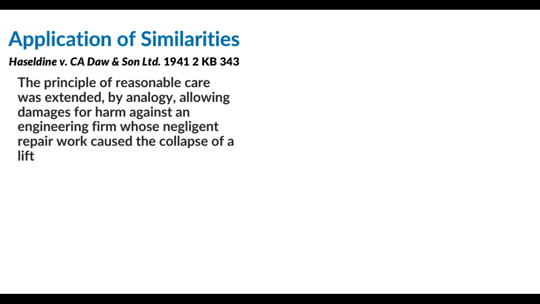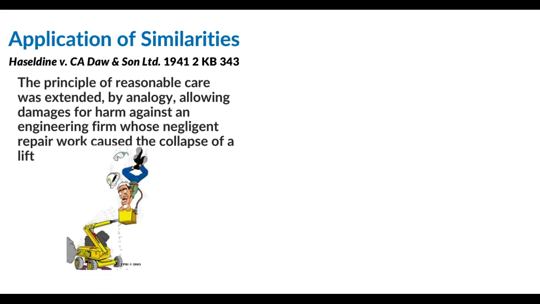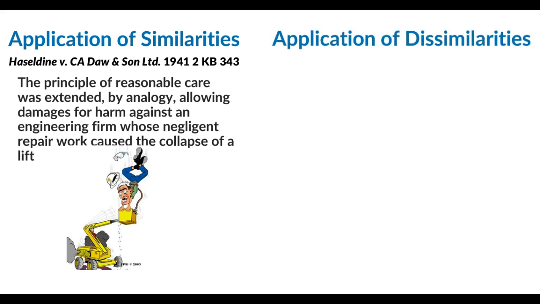Application of similarities could be seen in the Haseldine versus C.A. Daw and Son Limited 1941 case, where the principle of reasonable care was extended by analogy, allowing damages for harm against an engineering firm whose negligent repair work caused the collapse of a lift. The worker in this case did not have access to information that would allow him to know that such a collapse would take place.